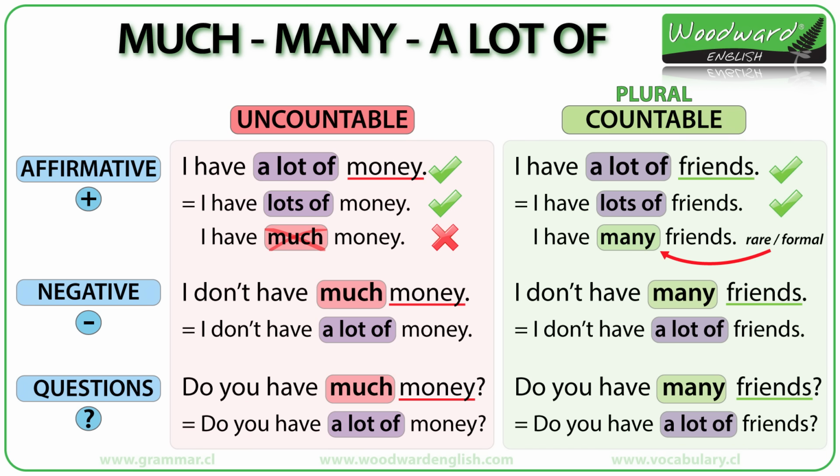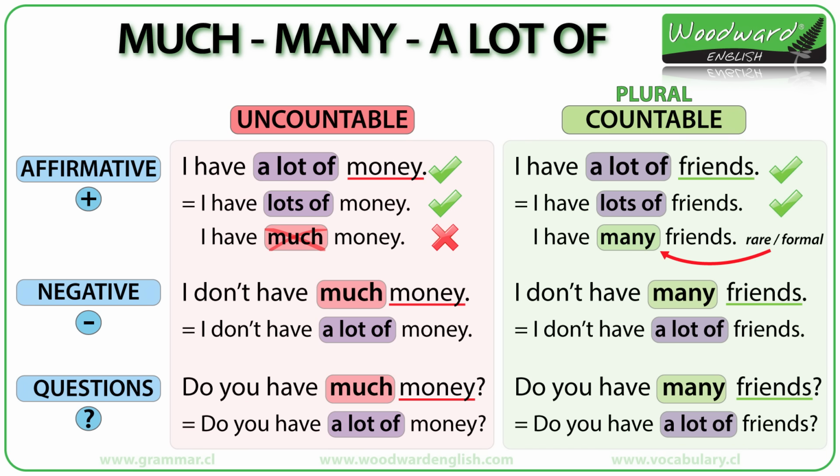In negative sentences, we also use much with uncountable nouns. I don't have much money. Or you can say, I don't have a lot of money. The first one with much is more common. And the same happens with questions. We use much with uncountable nouns. Do you have much money? Or do you have a lot of money? Again, much is more common in questions than a lot of.